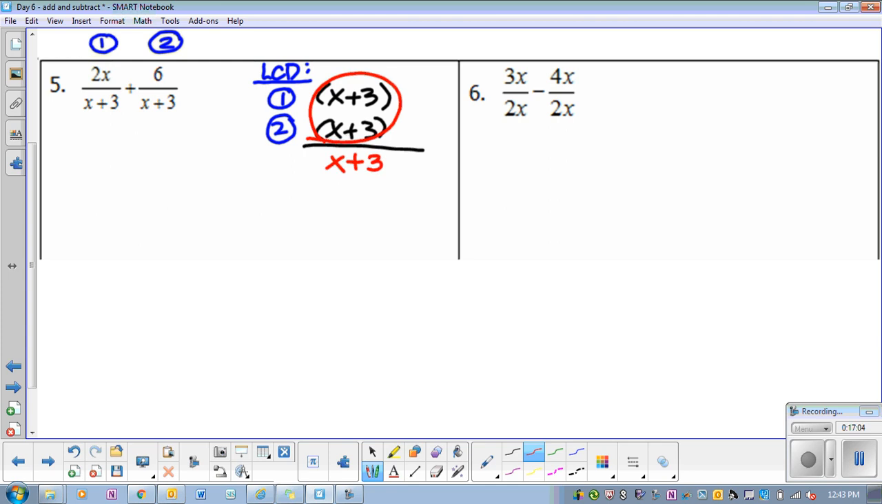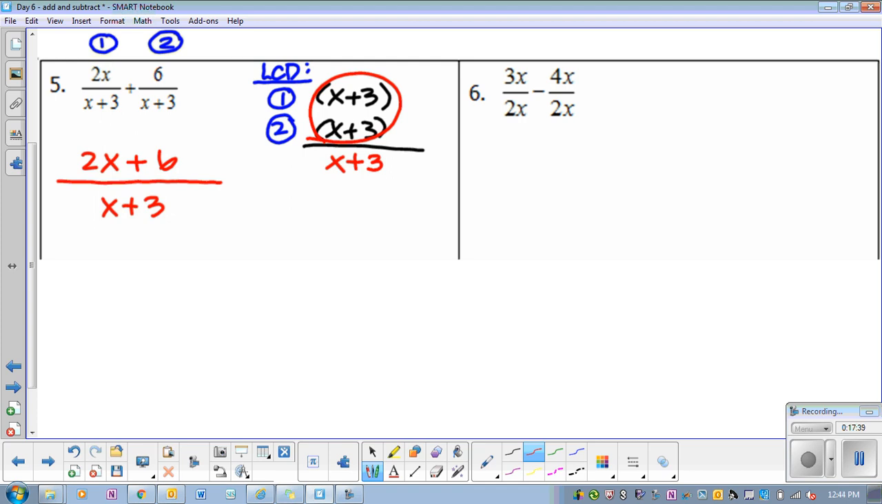But if they have the same denominator, you don't have to do this, okay? So you don't need to, they're not missing anything, they're the same. So your common denominator is x plus 3. And then you just add your numerator. So 2x plus 6. Right? Can you cross out the x's? You can't cross out x's here because they're connected by a plus sign. Can't simplify.